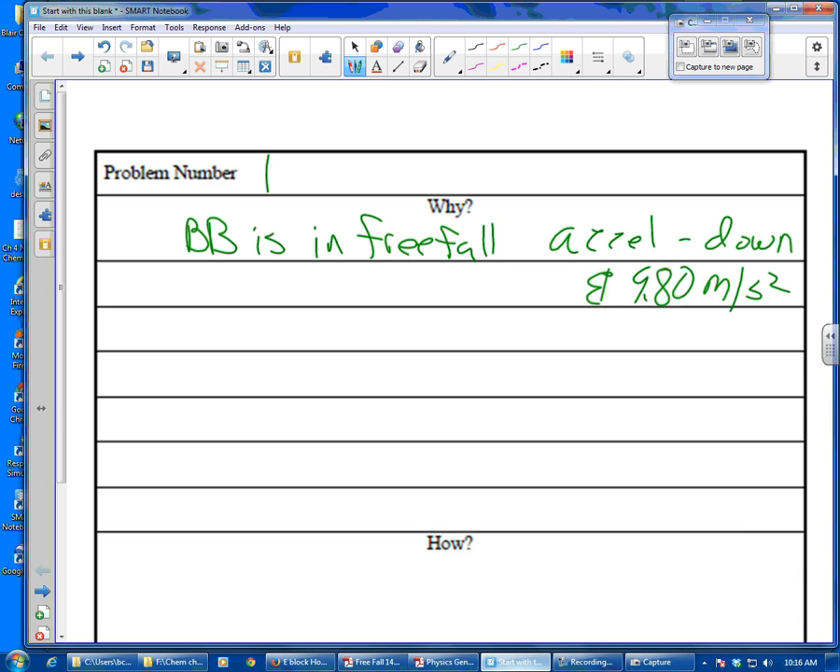Let's see. Something else we know about the baseball. We know it goes up and turns around. What do you have to do to turn around? You've got to stop. So at the top, the velocity is 0. So it goes all the way up to the top, it stops, and then it turns around and comes back down.